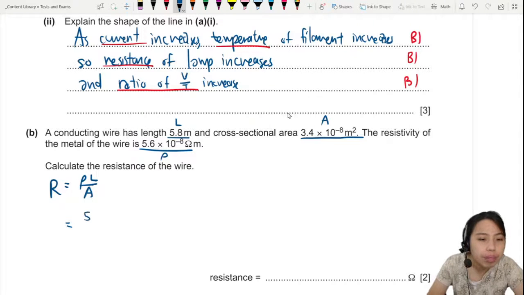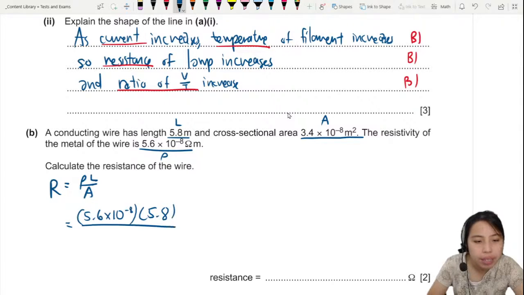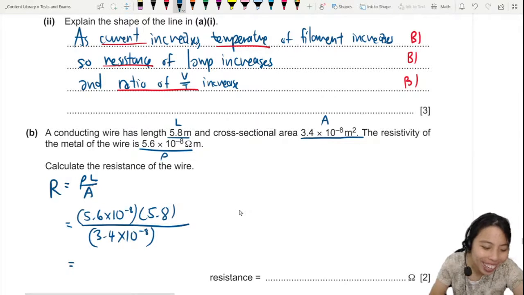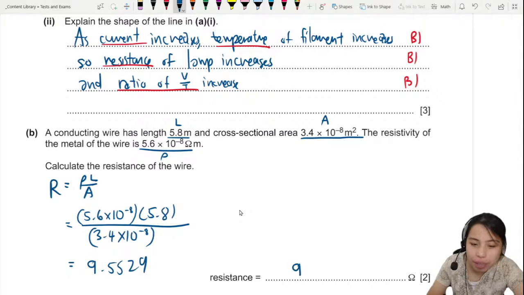Resistivity, 5.6 times 10 negative 8. L is 5.8. Area is 3.4 times 10 negative 8. Everybody is in SI units, right? Just double check. Meters. Okay, it's good. Very good. So this one should be 9.5529, roughly 9.6.